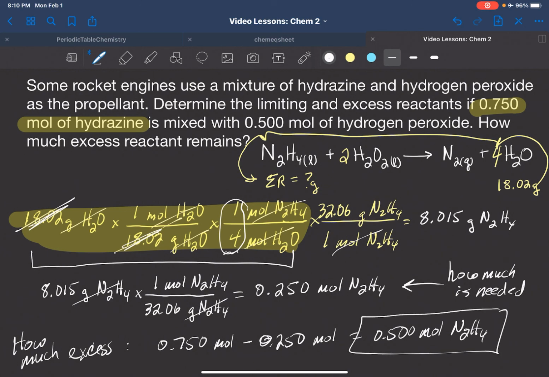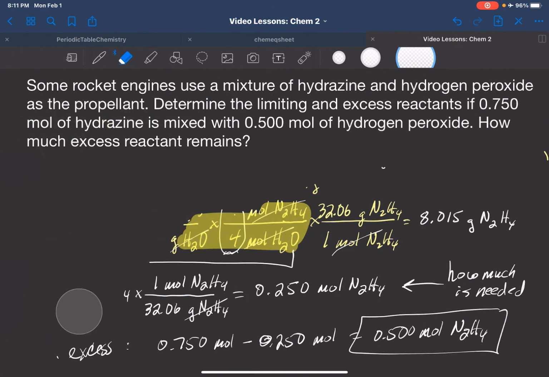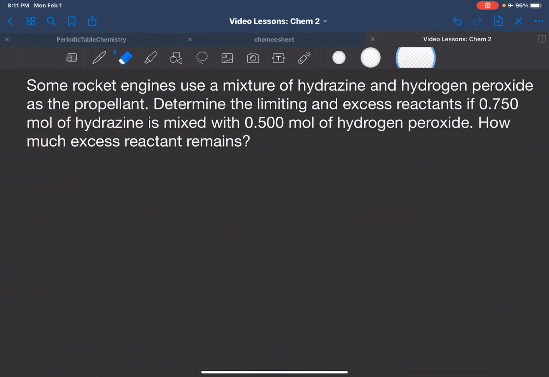So that's the answer to the last question. If we wanted to figure out the excess in grams, we would just convert this 0.5 using dimensional analysis, and we would get the mass of it, right? So that's it. Remember what you do. Let me clear all this for you and summarize this lesson. And again, definitely rewatch this thing. Definitely do that. Take notes.